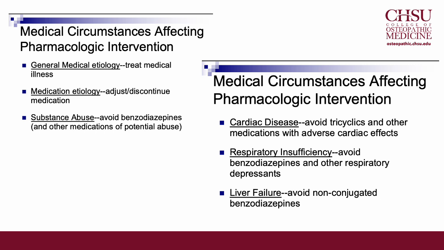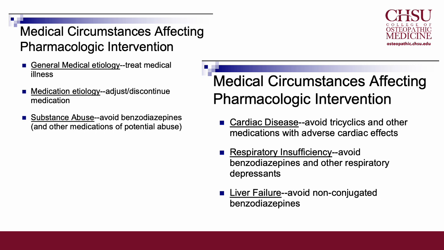Why do we want to avoid tricyclics? It's often because they can predispose a person to arrhythmias, and if a person does have underlying cardiac problems, we want to be especially careful with anything that can prolong the QTc interval. In respiratory insufficiency, we want to avoid respiratory depressants or benzodiazepines. So if you see a patient with asthma or COPD or emphysema, we would certainly want to avoid anything that can make it harder for that patient to breathe.